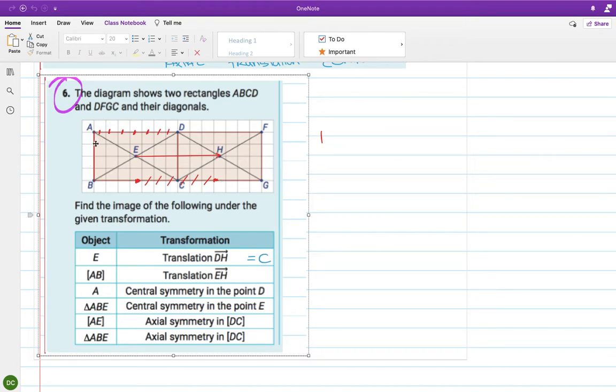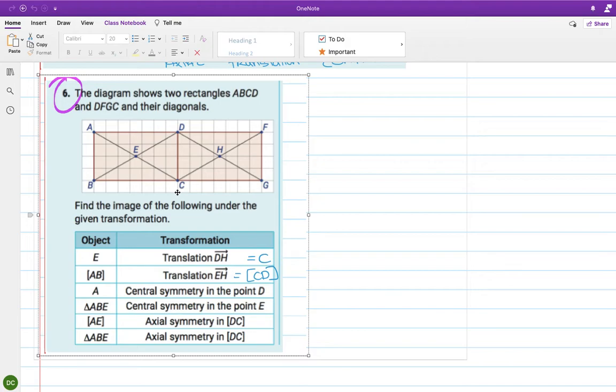So if I pick AB, which is here, and I move it 7 boxes directly to the right, I'm going to end up here, which is the line CD. Let's take all that off.